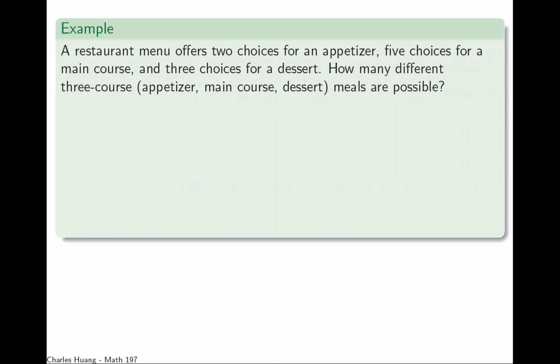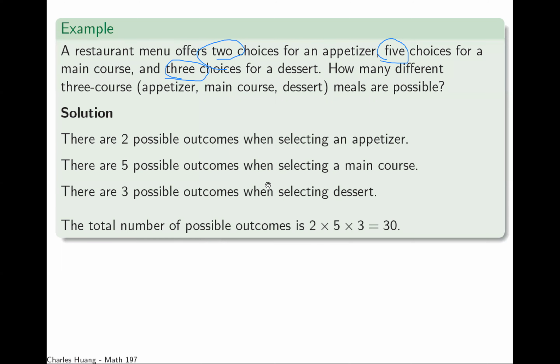We can have something more complicated. Suppose we go to the restaurant. We have 2 choices for an appetizer, 5 choices for the main course, and 3 choices for the dessert. If we want to find out how many different combinations are possible, we simply multiply them together. 2 times 5 times 3. There are 3 different numbers multiplied together. Now remember, we're multiplying them, not adding them together. And in this case, we have 30 possible outcomes.